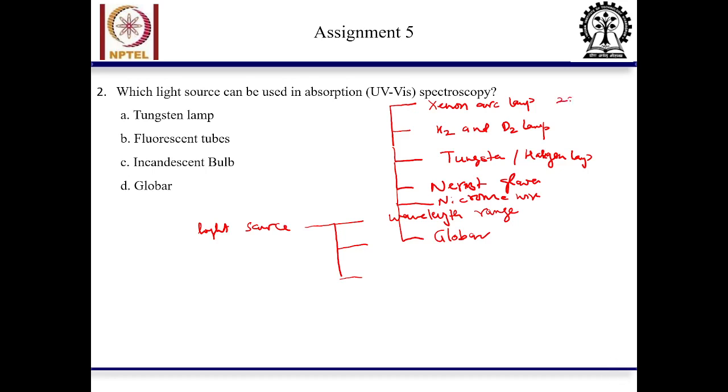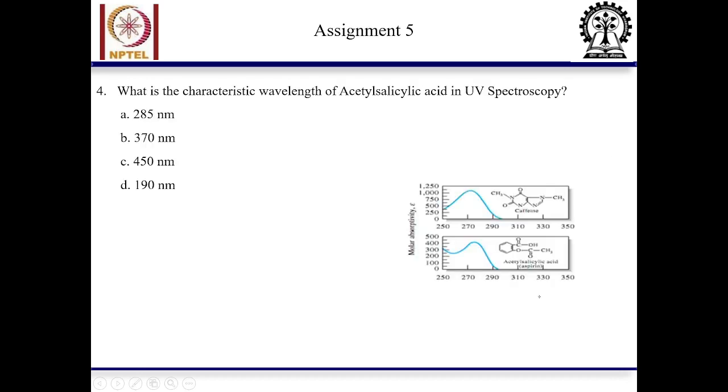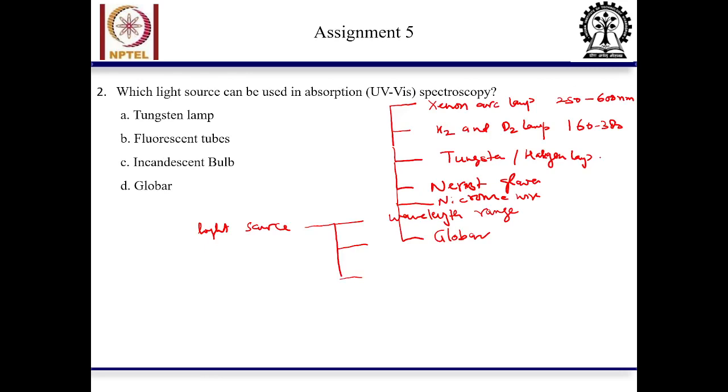The xenon lamp gives 250 to 600 nanometers. Hydrogen and deuterium give 160 to 380, and tungsten or halogen gives 240 to 2500. Next, the glower gives 400 to 20,000 nanometers, and nichrome wire gives 750 to 20,000 nanometers, and the globar gives 1200 to 40,000 nanometers.